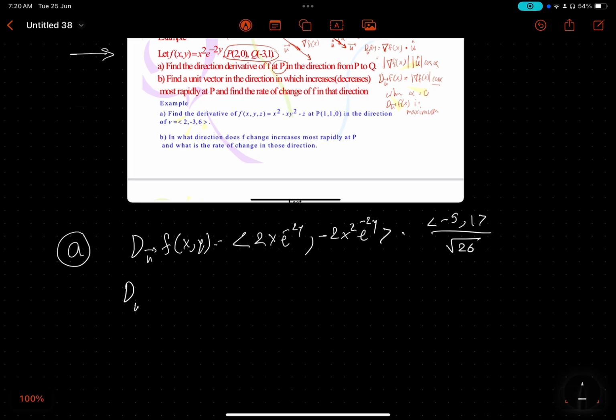If we want to find the directional derivative at the point P, we're just going to substitute the point P, 2, 0. Substituting in gives us 4 times 1, and 4 minus 8, so this gives us minus 8, multiplied by minus 5, 1, over square root of 26.